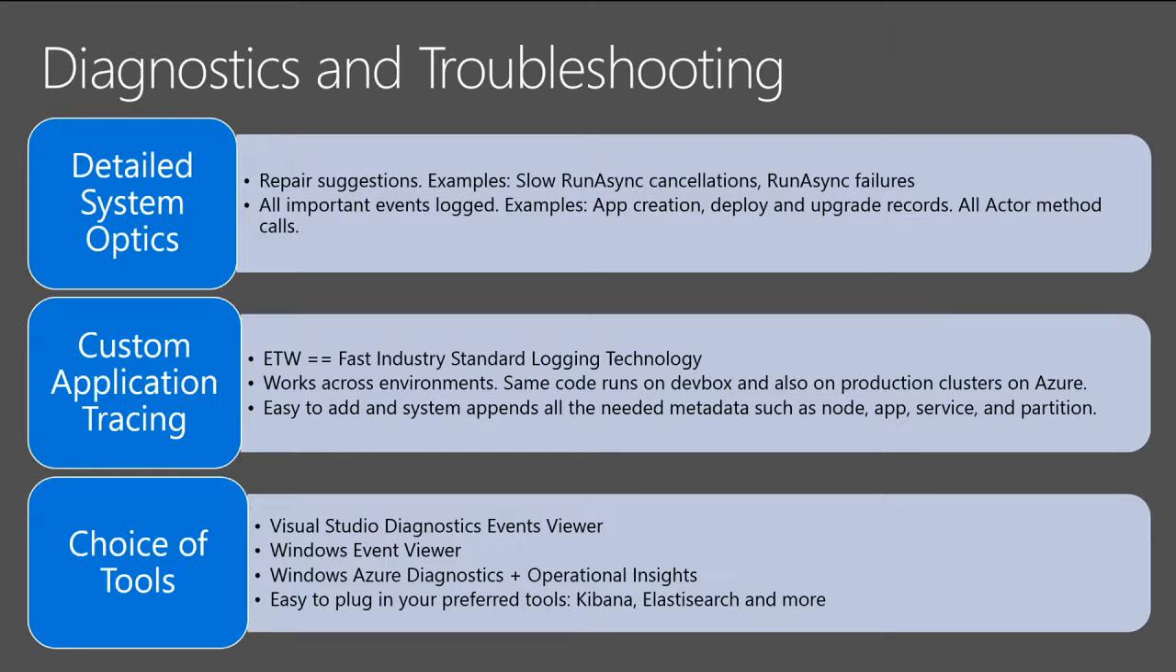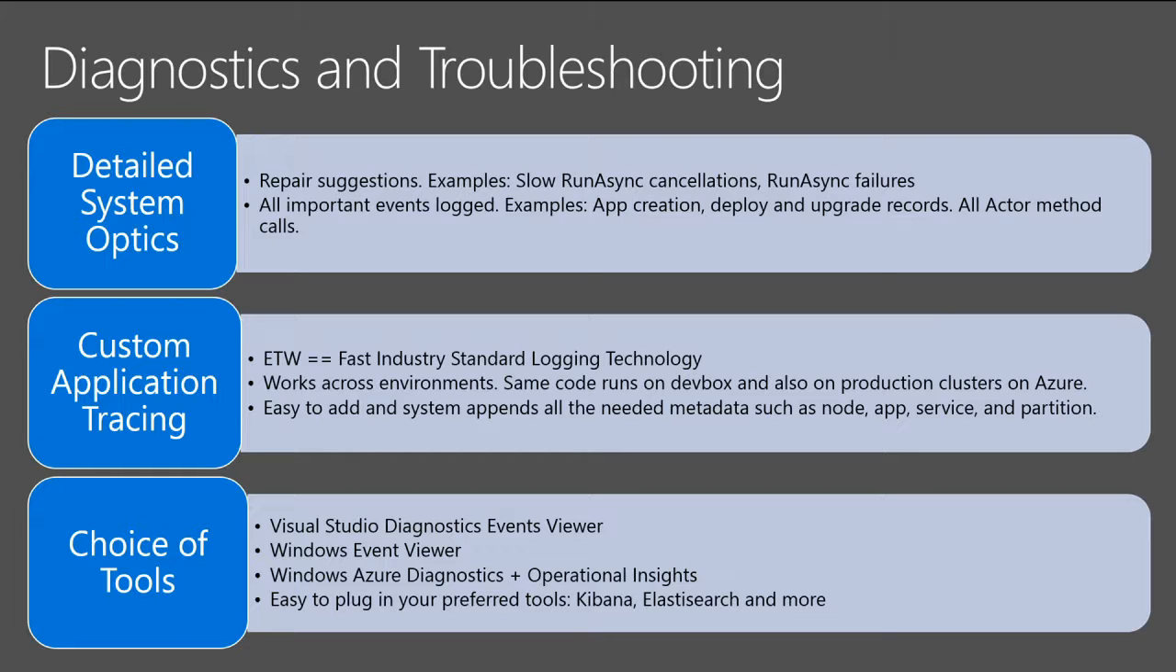We're also enabling custom application tracing through ETW. ETW is an industry standard. It is fast, and it works across environments. So the application tracing code that you write for your local dev box continues to work when you take that application code and deploy that on production. No code changes required.